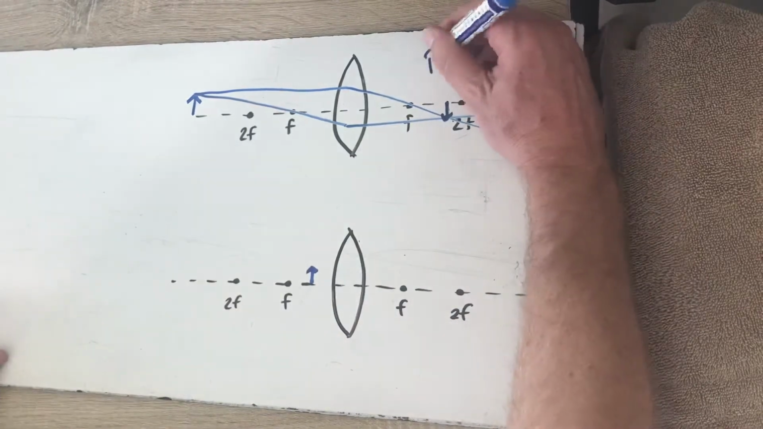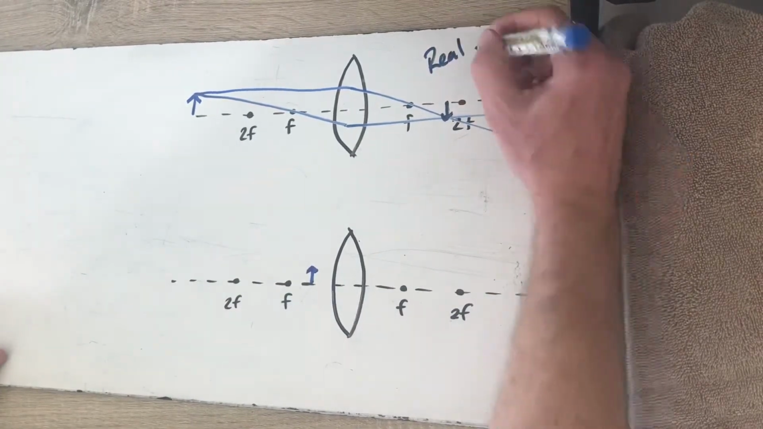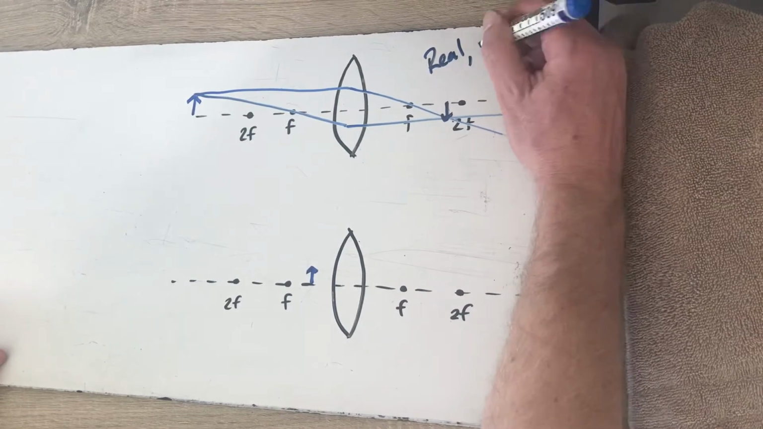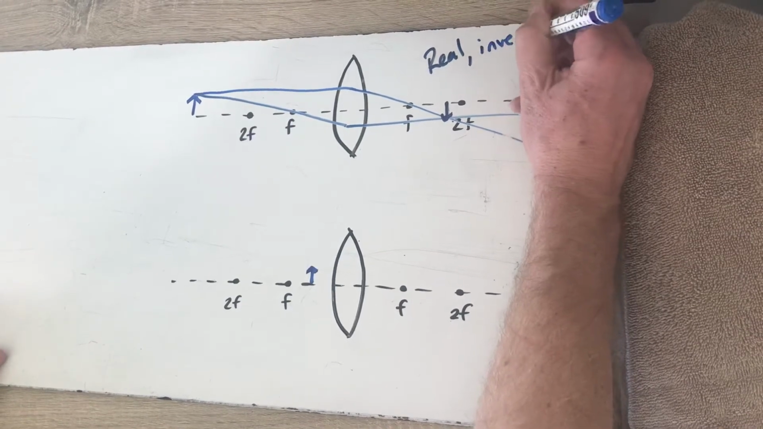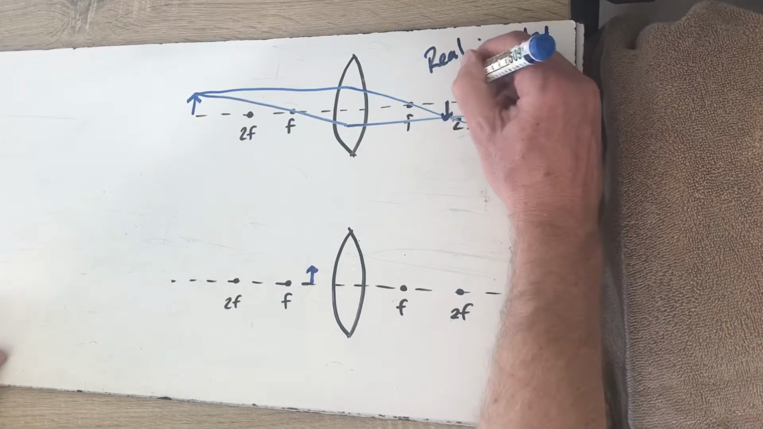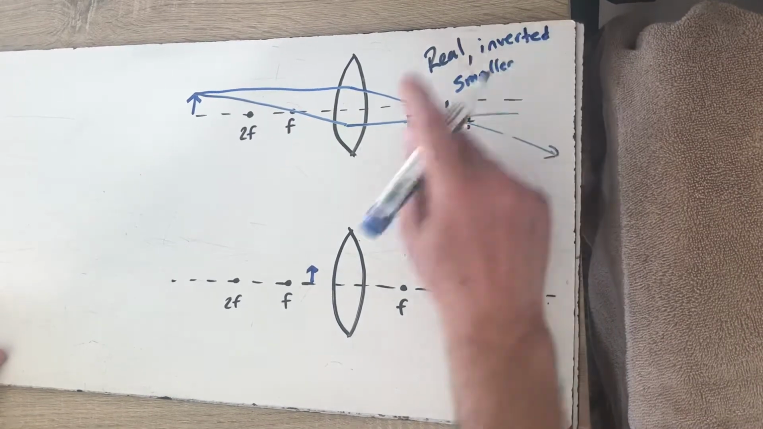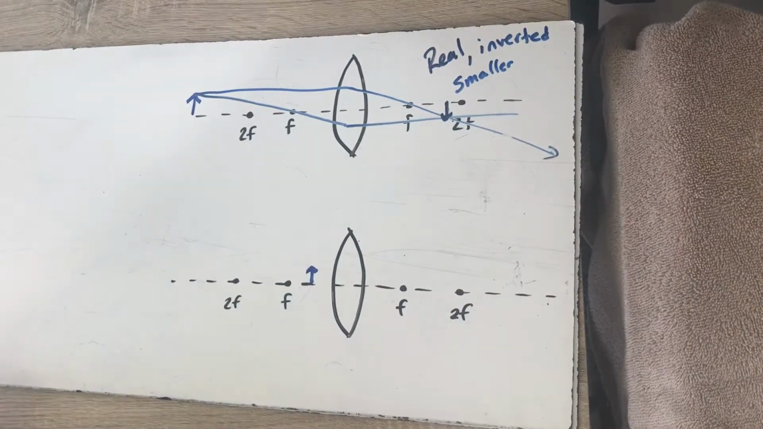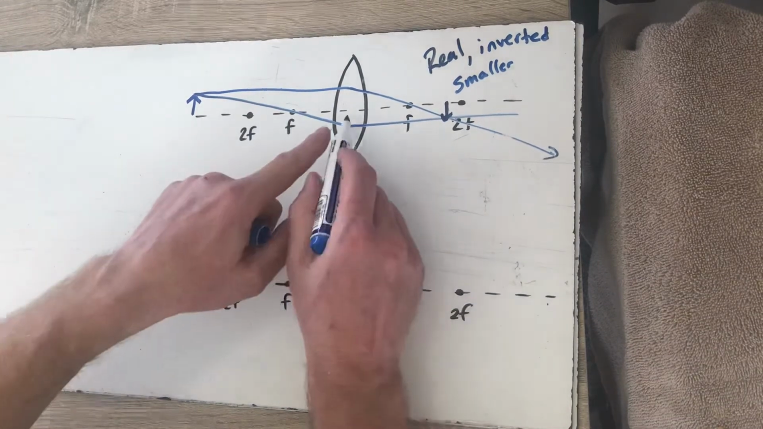Now this is still a real image. You guys saw this with your screens. You could put it there and you could always see this image show up. It's real, it's inverted, but this is slightly different. This one is smaller. Look at the length of this arrow versus the length of this arrow. It's a little bit smaller. Not by a ton, but a little bit. We won't do all the math on it right now, but you should get it to end up at least measurably smaller.